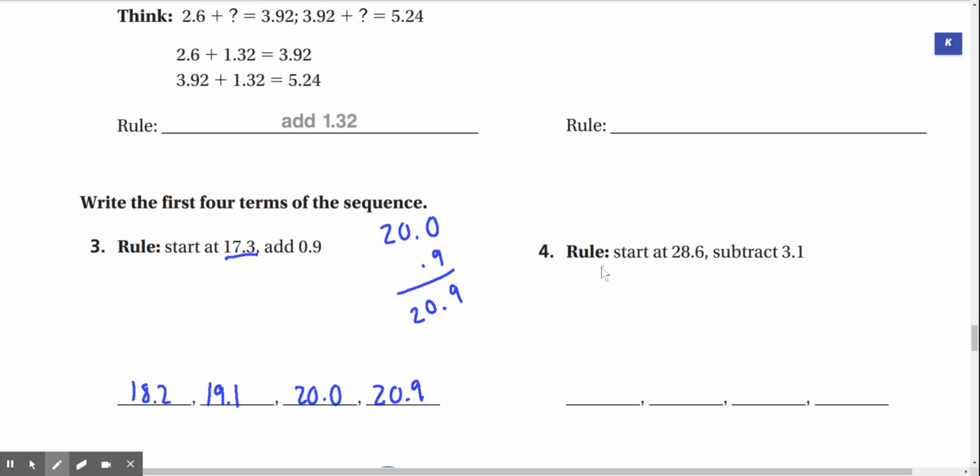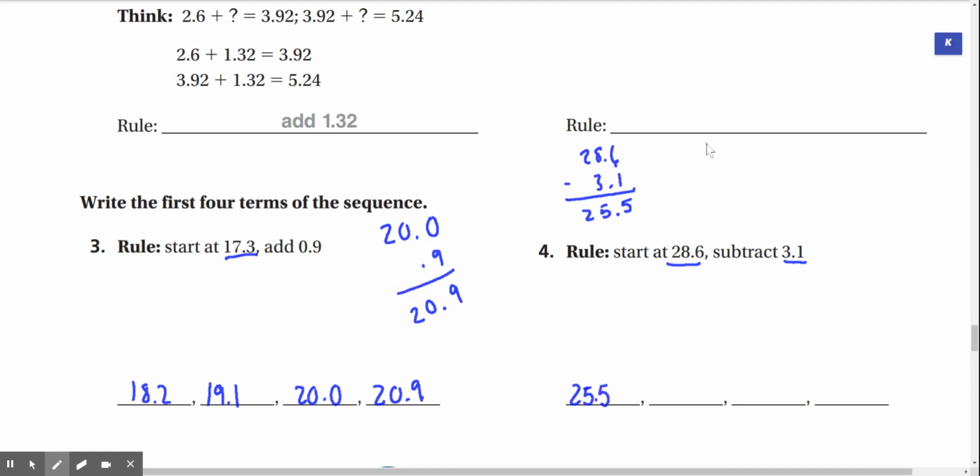Number 4. The rule is start at 28.6 and subtract 3.1. Okay, well, I'm going to start up here. 28.6 minus 3.1. 6 minus 1 is 5. 8 minus 3 is also 5. 2 minus 0 is just 2. Our first number is 25.5.